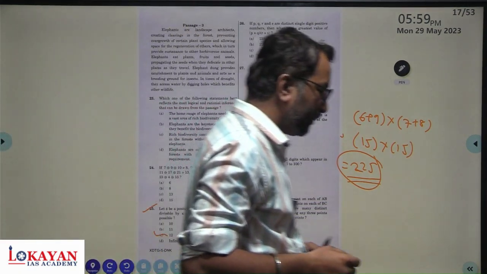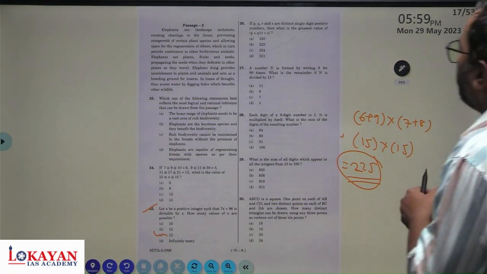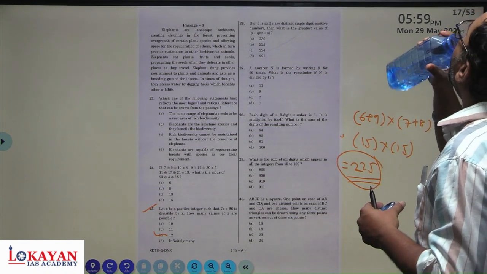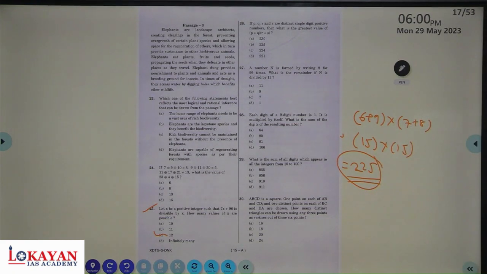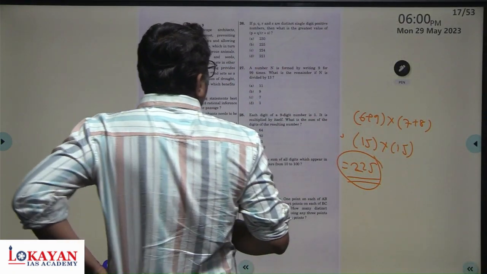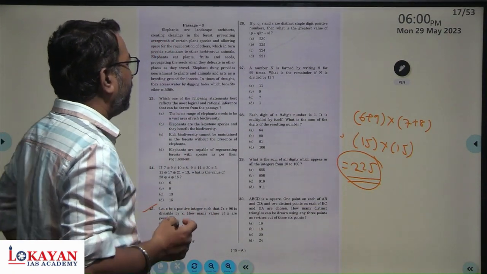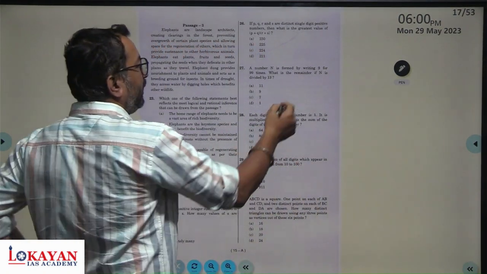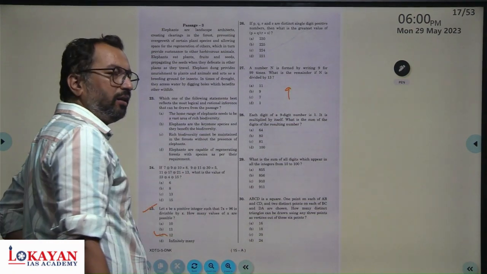Question number 27. A number n is formed by writing 9 for 99 times. 9 is written 99 times. What is the remainder if n is divided by 13?